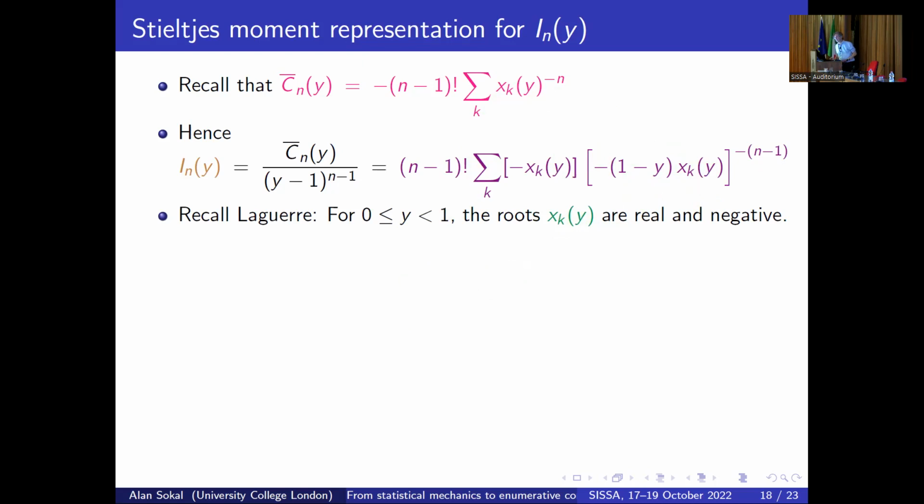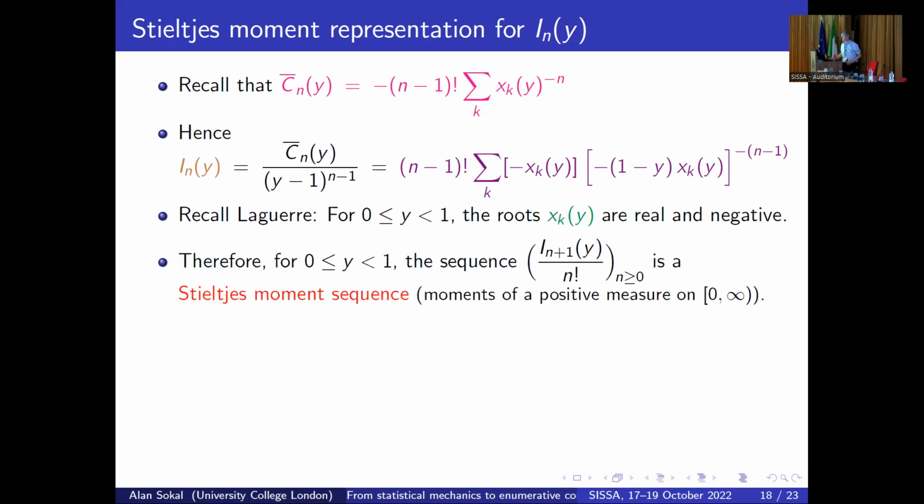And minus x_k of y, the weight, is also positive. So this is a Stieltjes moment representation. That is to say, it's writing I_n of y as the moments of a positive measure on the positive real axis. In this case, it's a discrete measure concentrated at discrete points. But anyway, it's a measure.